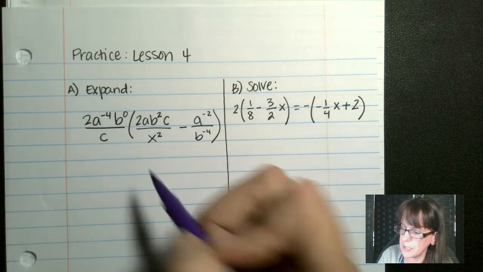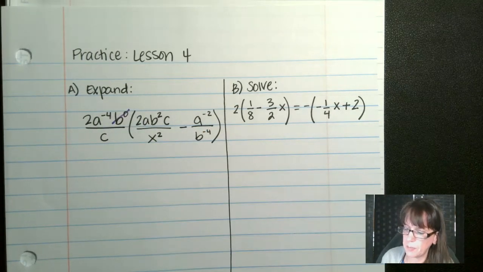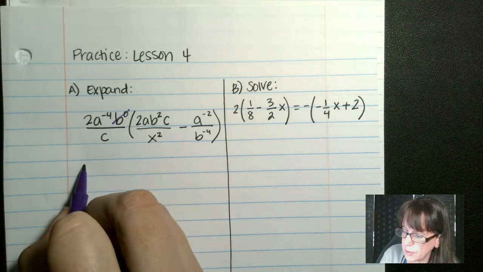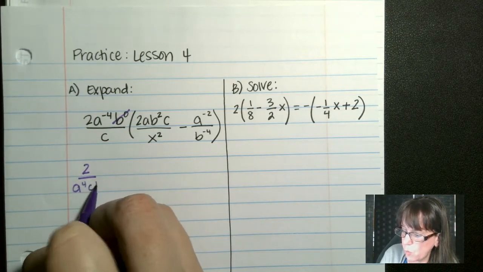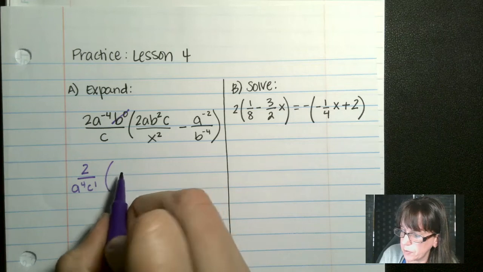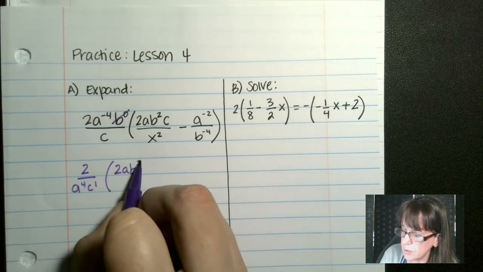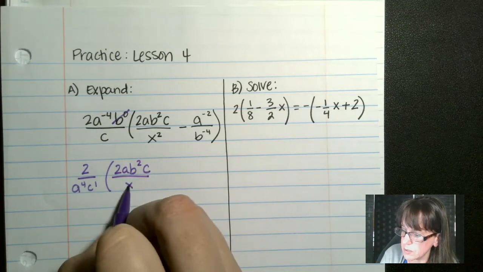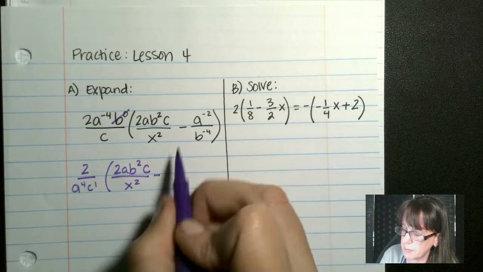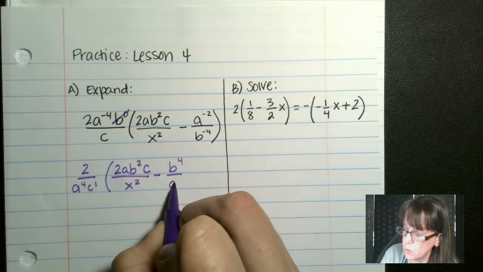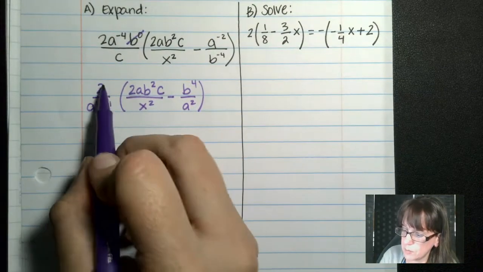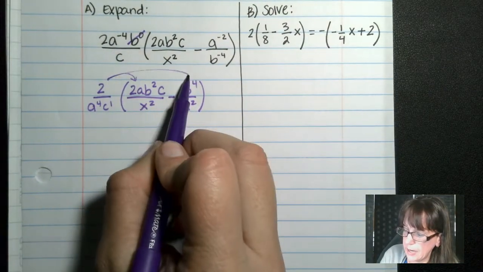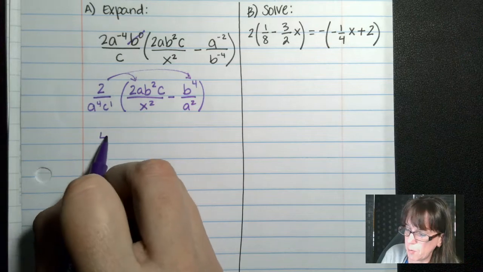All right, so for this guy, I'm gonna get rid of this 0 power, and I'm gonna fix my negatives. So I get 2 over a^4 c^1, and that leaves me with 2ab^2c over x squared minus, and I'm gonna flip these guys around, b^4 a^2. Okay, so now that I've cleaned that guy up, I'm going to multiply. So distribute to here and all the way over to here.